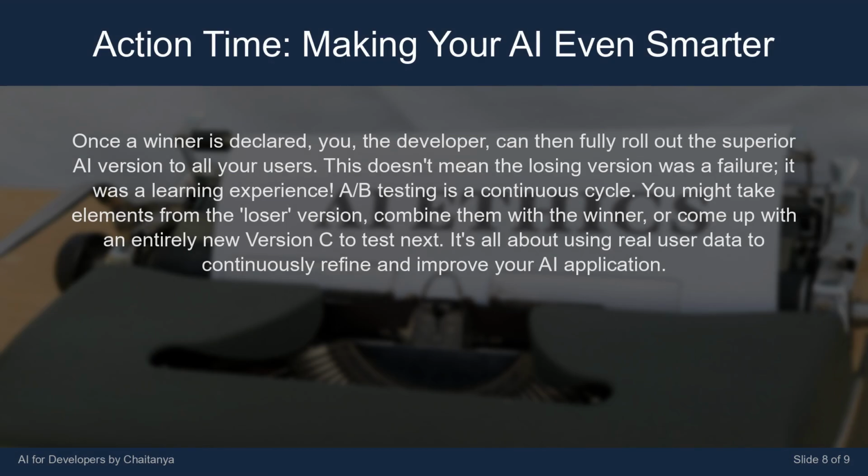Once a winner is declared, you, the developer, can then fully roll out the superior AI version to all your users. This doesn't mean the losing version was a failure. It was a learning experience. A/B testing is a continuous cycle. You might take elements from the loser version, combine them with the winner, or come up with an entirely new version C to test next. It's all about using real user data to continuously refine and improve your AI application.